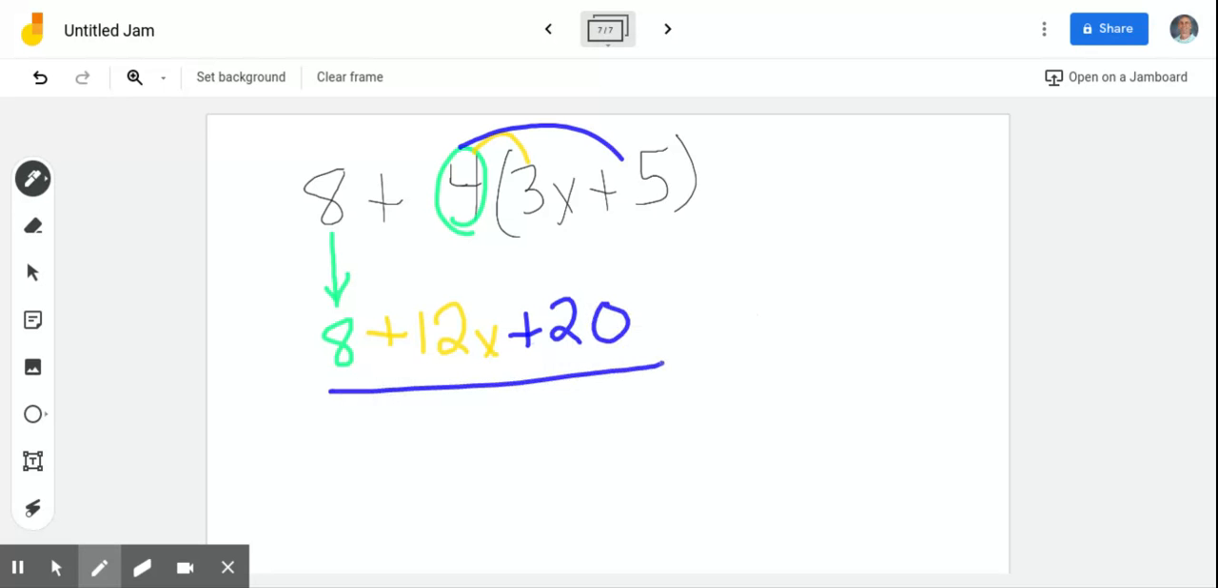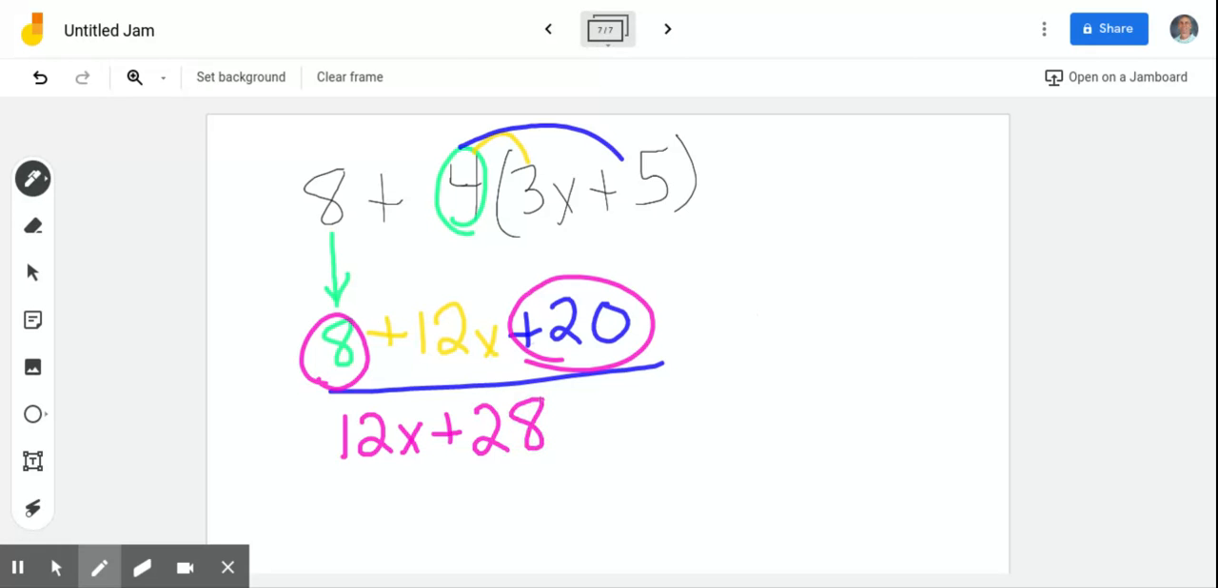All right, so we got rid of the parentheses, and this is what we have. What do we have that's alike? Well, we got a 12x, but we have nothing to go with the 12x. So just bring the 12x down. Okay. Now we have this 8, and we have this 20. Both are positive, so just combine them, add them up. 20 plus 8 gives us 28. All right. Now look at it. Do we have anything we can combine? Nope. 12x plus 28 is our final answer.